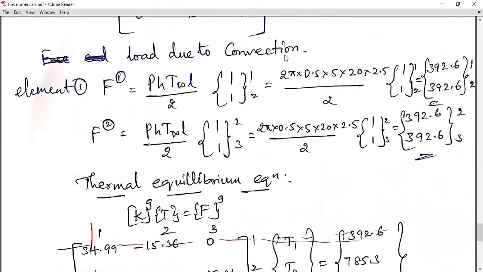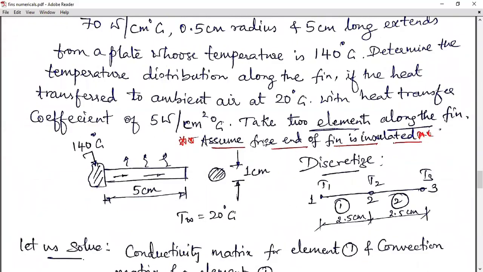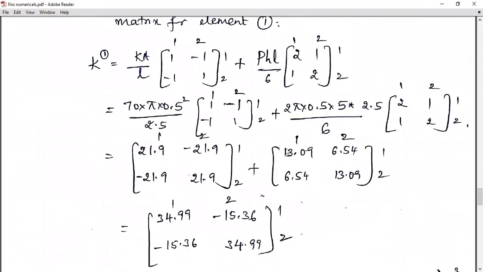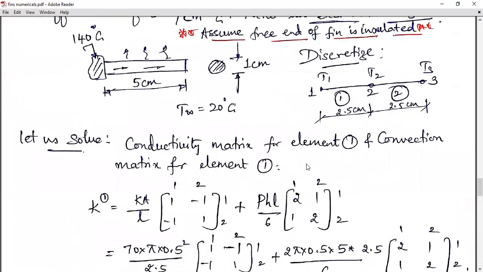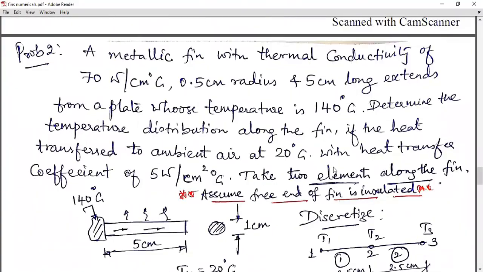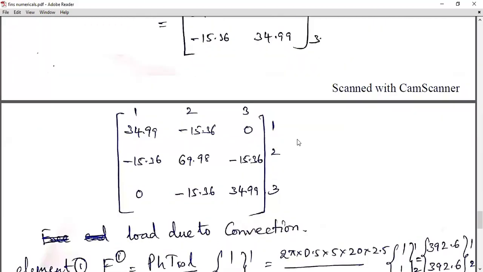Again, I will use the word load due to convection. The solution for convective load will have P h T infinity L by 2. Look at this. There's no convection from the free end. It has been mentioned in the statement of the problem. You can ignore those other matrices which you would have seen in the previous problem. So I have just taken out those matrices. Only P h T infinity L by 2, 1 and 1. So substitute all this. P is 2 pi r, h is heat transfer coefficient. It is given in the problem. Look at this, 5 watts per meter square degrees. Please read the statement thoroughly.